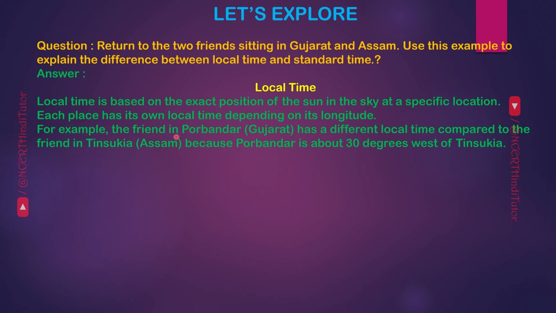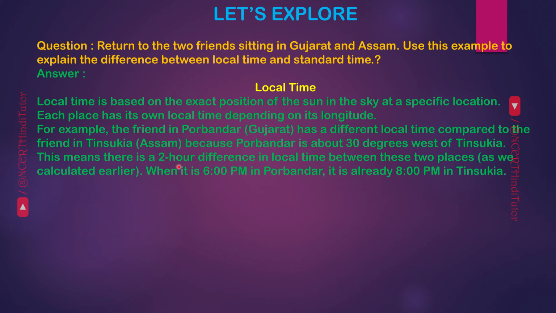For example, the friend in Porbandar, Gujarat has a different local time compared to the friend in Tinsukia, Assam, because Porbandar is about 30 degrees west of Tinsukia. This means there is a 2-hour difference in local time between these two places, as we calculated earlier. When it is 6 pm in Porbandar, it is already 8 pm in Tinsukia.